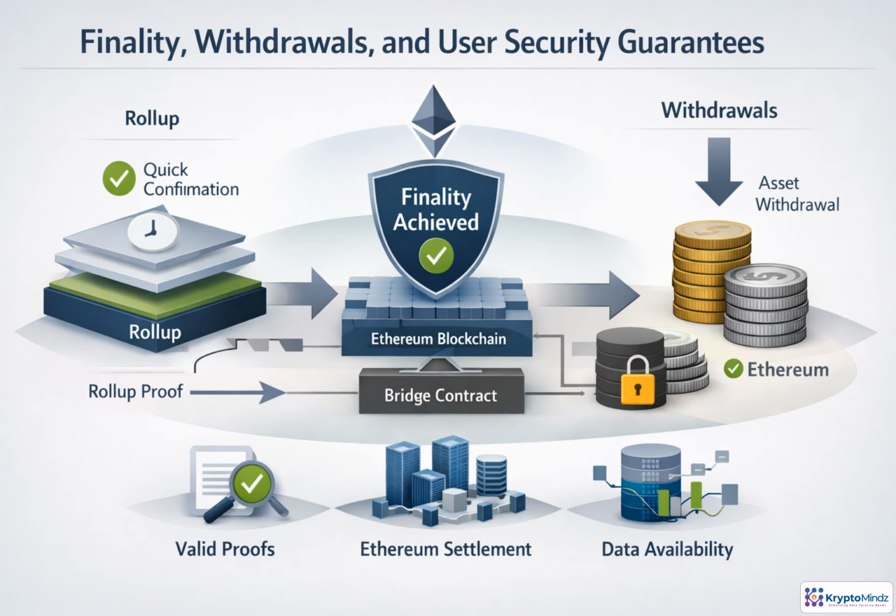Finality is different from fast confirmation. A user may see a transaction accepted by the rollup almost immediately, which creates a smooth experience. The stronger security guarantee arrives later, after the batch is posted. The proof or state update is accepted on Ethereum, and the data is available. Withdrawals depend on that finalized state. The bridge should release assets only when Ethereum can enforce the rollup's result, not merely after a rollup-level signal.